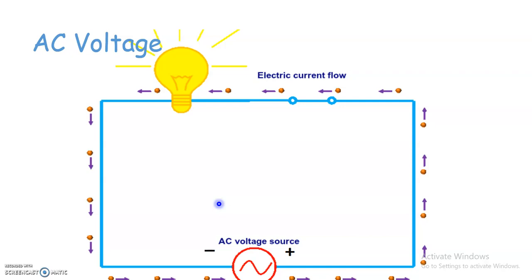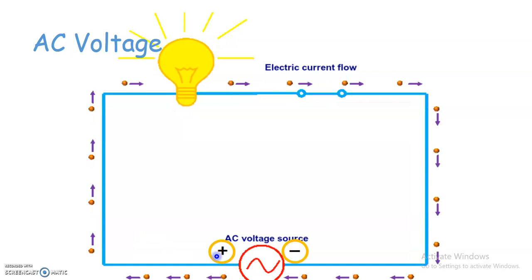To understand this point, let's take this circuit as an example. In this circuit, we have here an AC voltage source. This source at the beginning, for example, has its plus here and its minus here. So the current flowing from plus to minus will flow from right to left. After a while, the polarity of the source changes. The source now has its plus here and its minus here. So the current flowing from plus to minus will flow now from left to right.